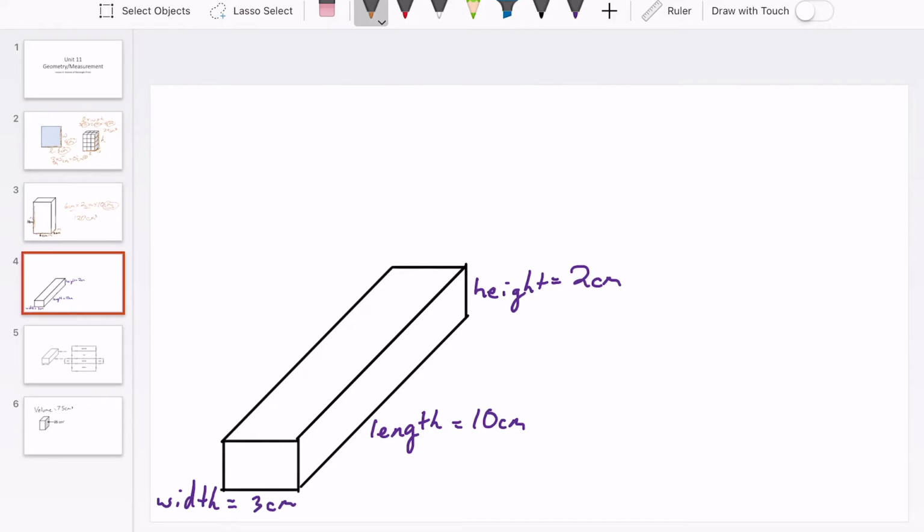Now if I'm going to find the volume of a prism, I need to think about what the length of this prism is. In this prism, the length is 10 centimeters. The width is 3 centimeters and the height is 2 centimeters. So again, I go length times width times height.